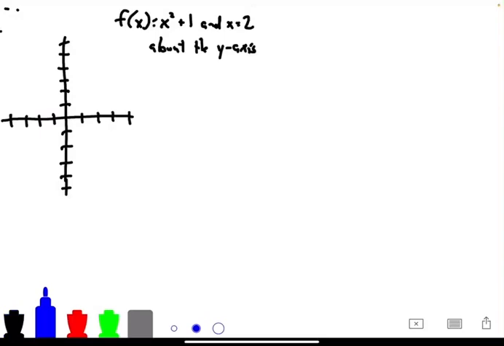The first thing is that when we're using the shell method, instead of using pi, as we do for the washer method and disk method, we need to use 2 pi. It's just an easy mistake that people make and sometimes overlook.